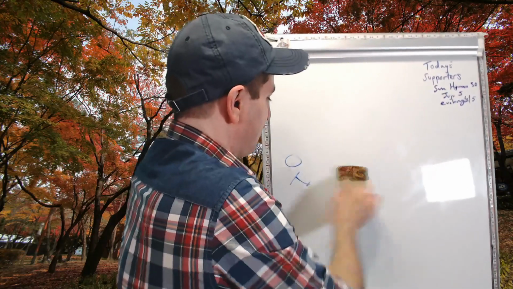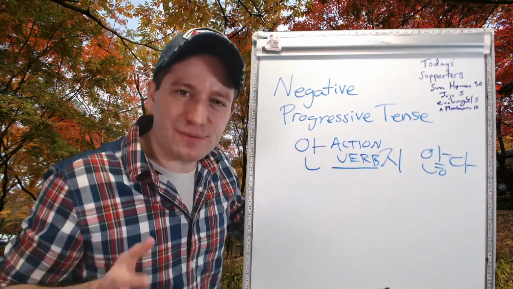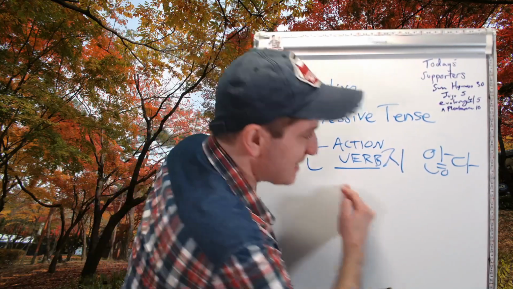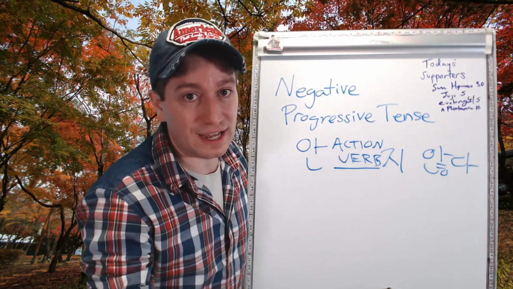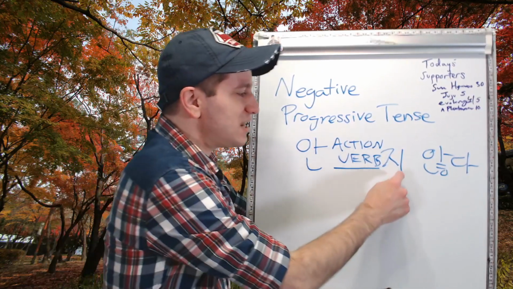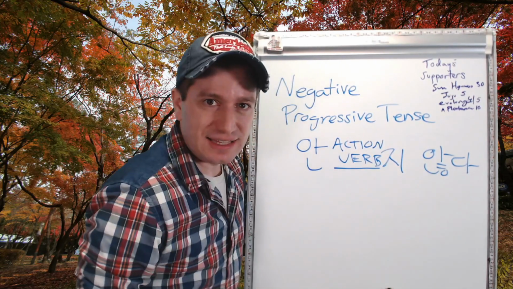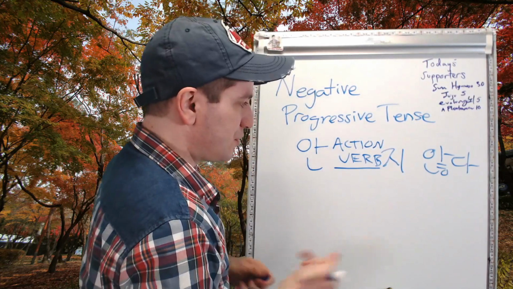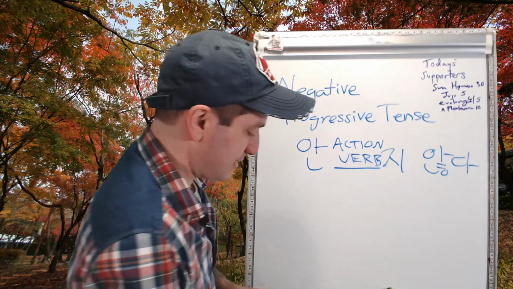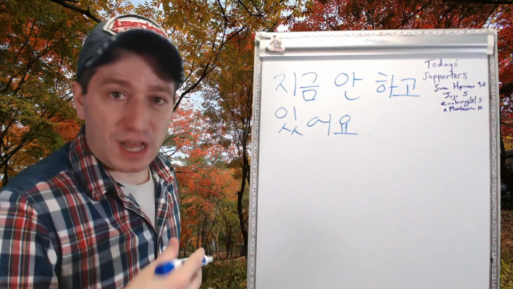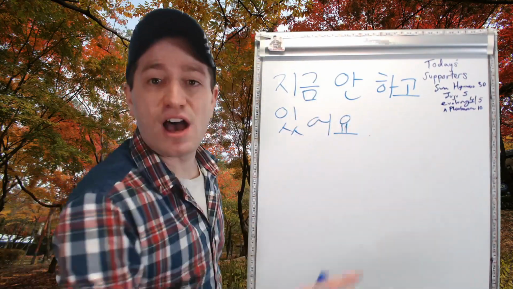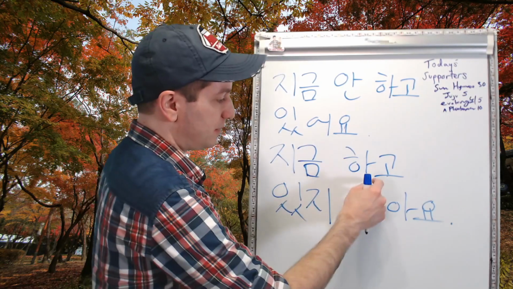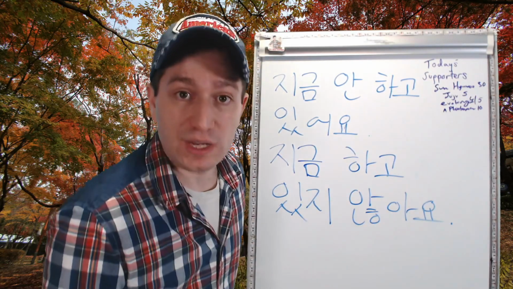You can make the negative progressive tense by either attaching 안 before the entire thing with 고 있다, or just attaching 지 않다, the negative verb ending, to the end of 있다. So you could either do something like this. 지금 안 하고 있어요. Now I am not doing it. I'm not doing it now. Or you can just use 지금 하고 있지 않아요. I am not doing it right now.